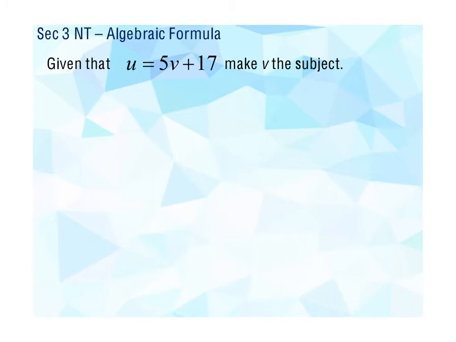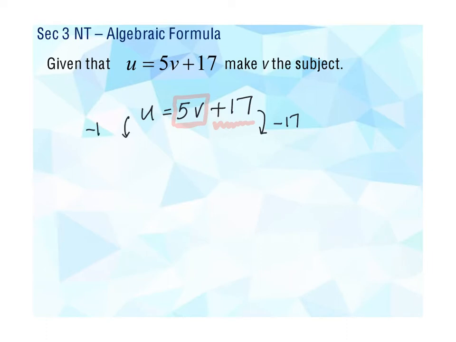Next type of the question: given that u equals 5v plus 17, make v the subject. Now inside our question, we have u equals 5v plus 17. We want to make v the subject. That means I want to get v. v is together with 5, so I'm going to keep this. Then I will need to try to get rid of positive 17. Now this is plus 17. How can I get rid of plus 17? I need to subtract 17.